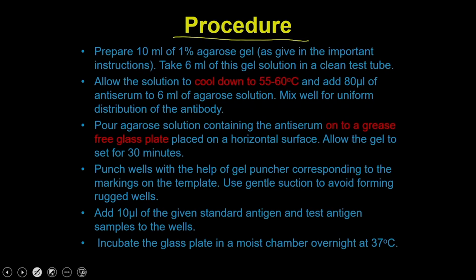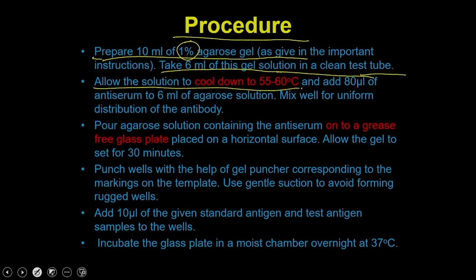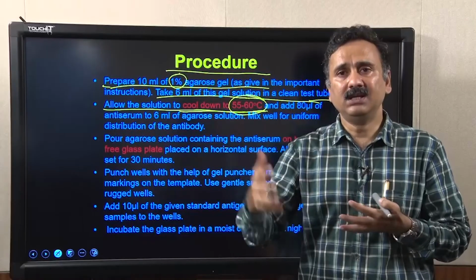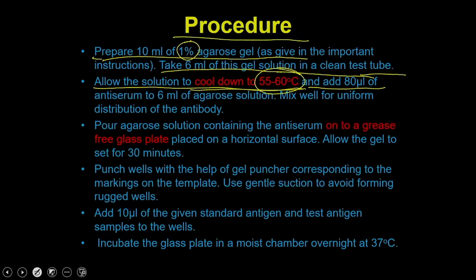For the procedure, first you have to prepare 10 ml of 1% agarose gel. You weigh the amount of agarose you require and put it into 10 ml of PBS. Then you take out 6 ml of this gel solution in a test tube. Allow the solution to cool down to 55 to 60°C. This is a very important step: you should allow this solution to cool down, so that when you add the antibodies to this solution, the antibodies do not get denatured. Then add 80 microliters of antiserum to 6 ml of agarose solution. Mix well for uniform distribution of the antibodies.